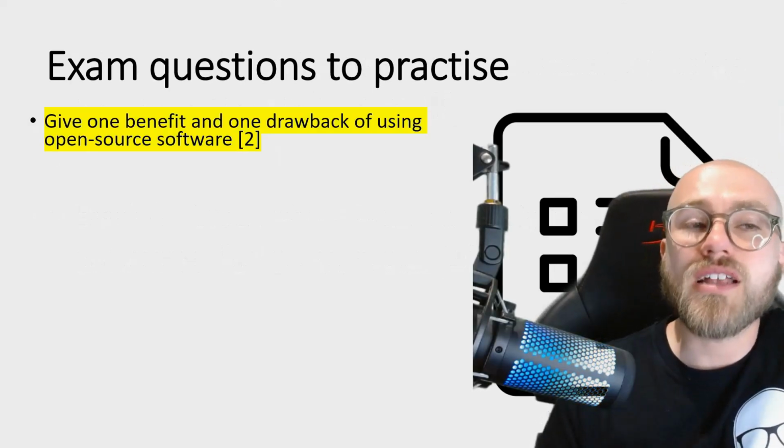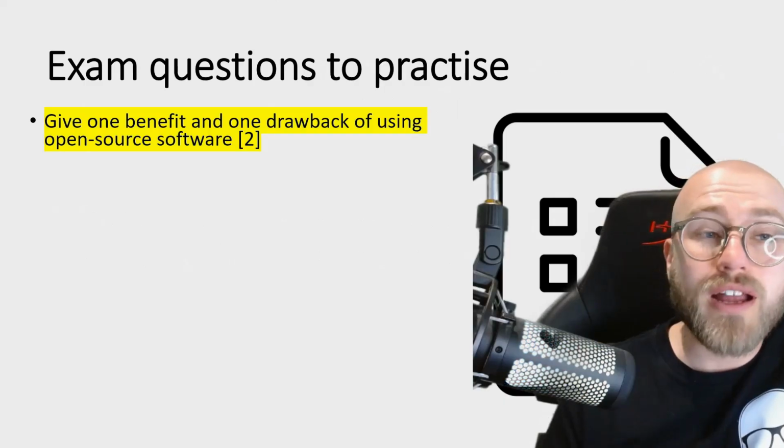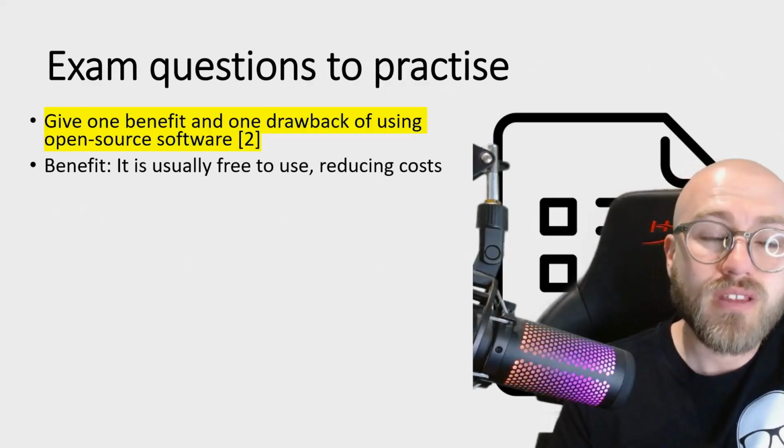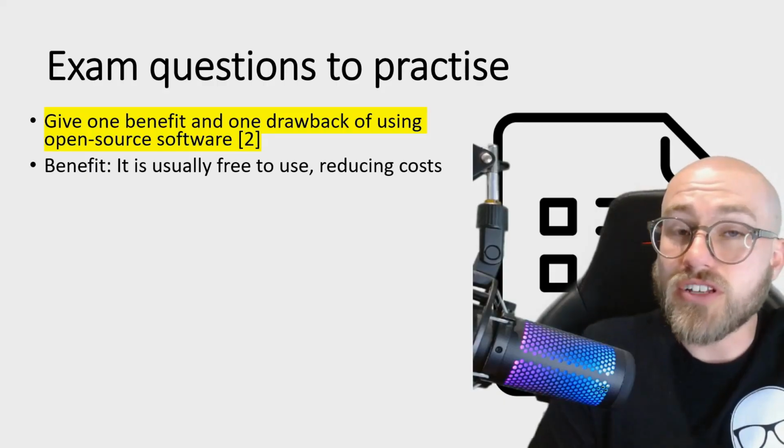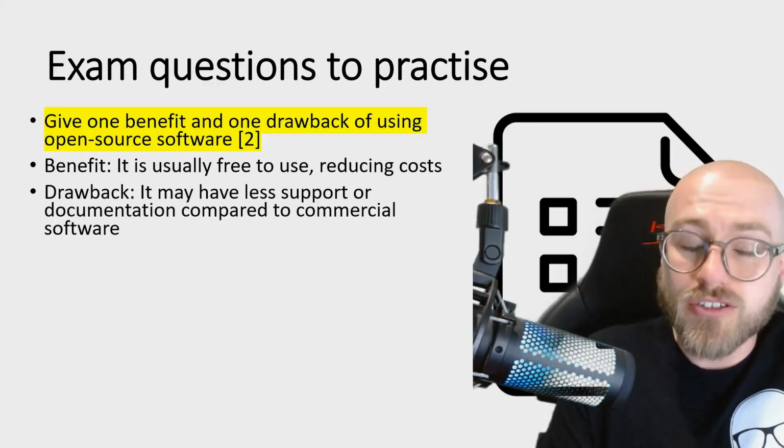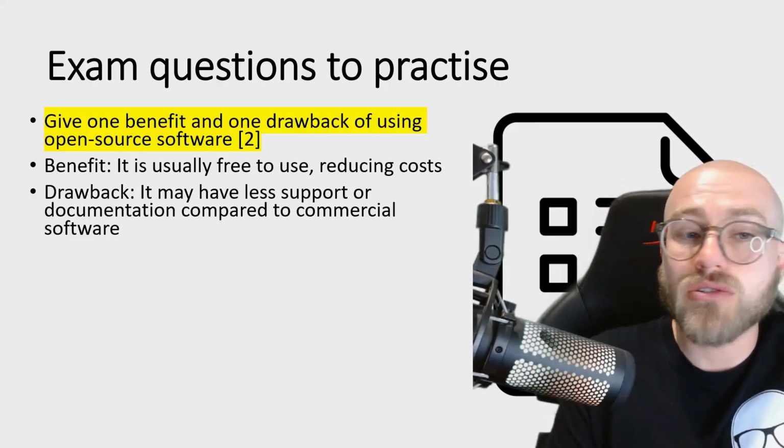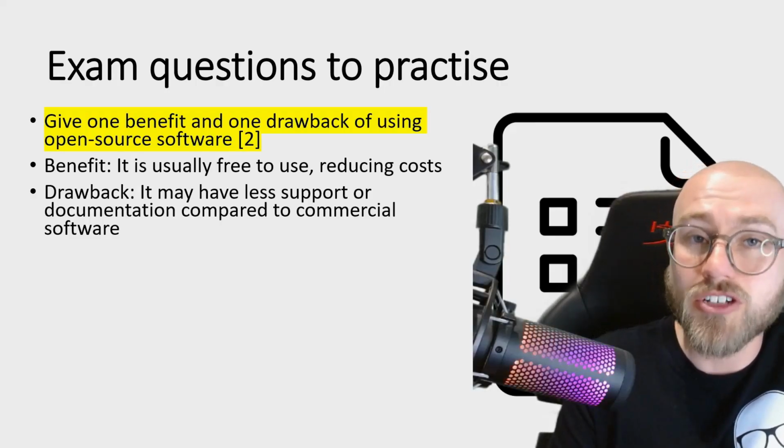Okay, let's go through the answers then. So give one benefit and one drawback of using open source software. So as a benefit, it's usually free to use, which reduces costs. And as a drawback, it may have less support or documentation compared to commercial software.